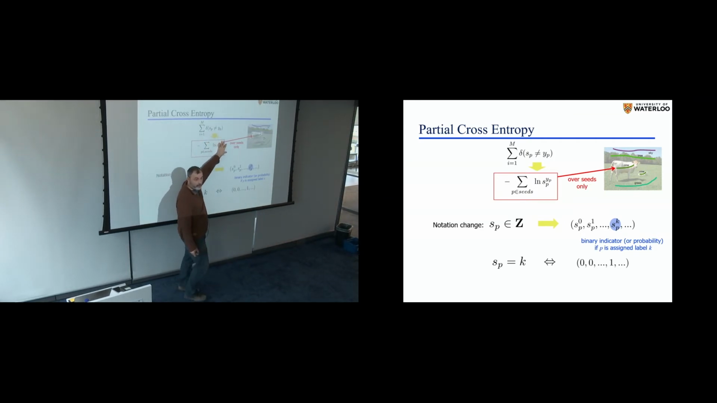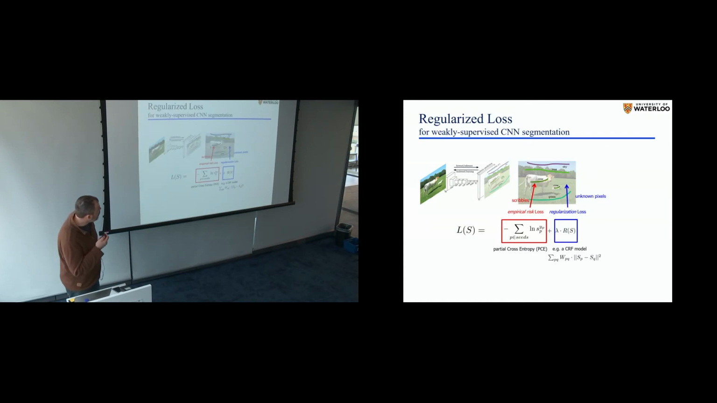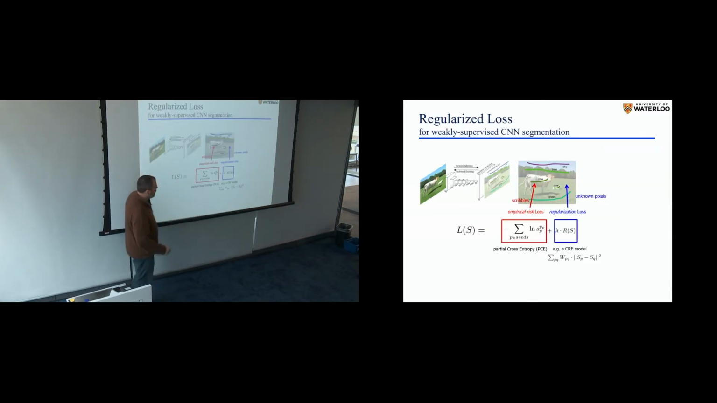Most of you have heard about cross entropy as a term. So I just switch from this notation to that notation, but it's just a relaxation of it, if you like. The key point, however, is you compute this only on the seeds, on the points that you know the true labels for. And that's an important thing here. So this is my combined regularized loss.